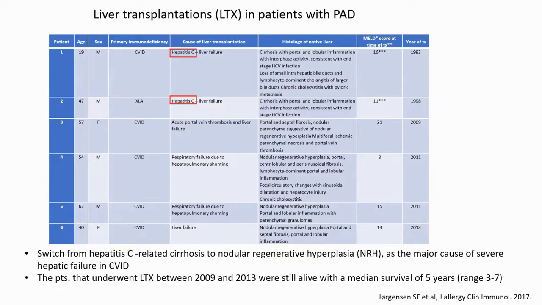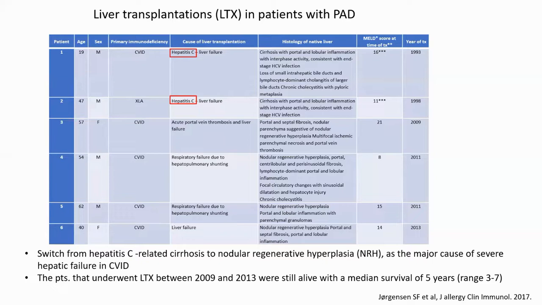But then we were forced to make a rapid decision because this patient that we knew really well got acute portal vein thrombosis, and she had elevated liver function tests and bilirubin and INR and so on. So we decided to transplant her, and that went really well. She's still alive 13 years afterwards.